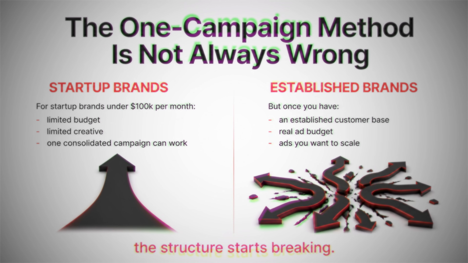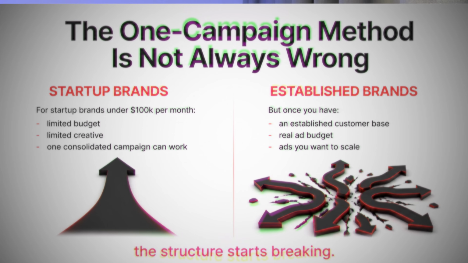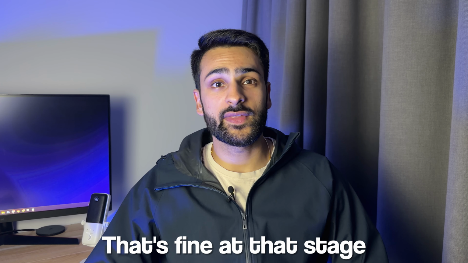So look, the one campaign method isn't wrong everywhere. If you're a startup brand doing sub 100K a month, it's often the right call. Limited budget, limited creative, you want the algorithm to do the heavy lifting on one consolidated pool of spend. That's fine at that stage. But the moment you've got an established customer base, a real ad budget, and ads you actually want to scale, a single campaign starts to collapse under its own weight. And it collapses in 3 specific ways.